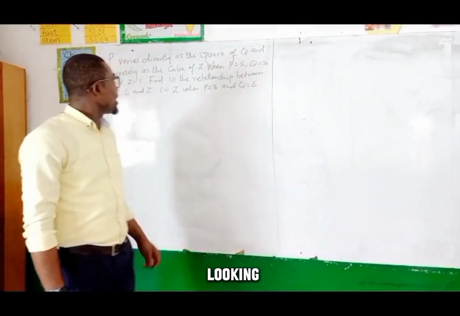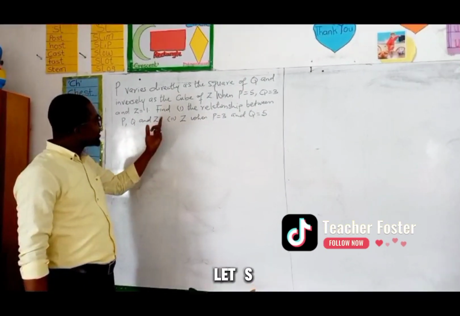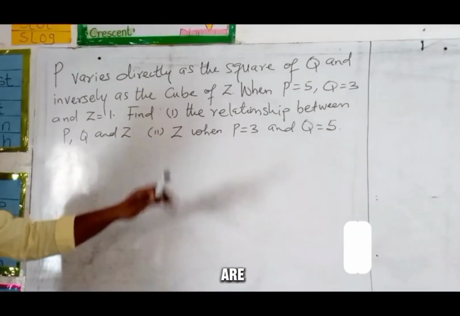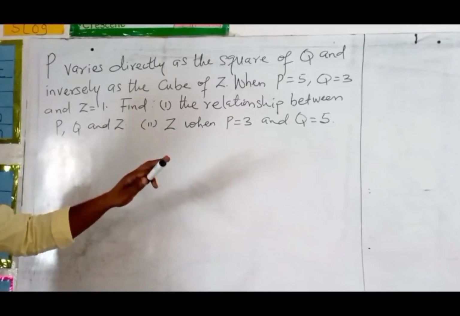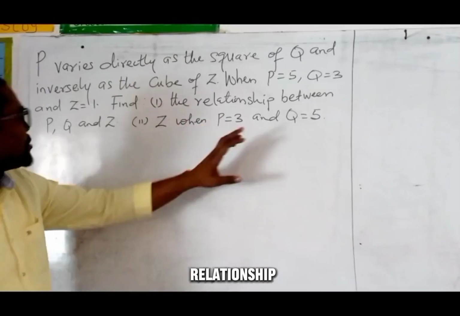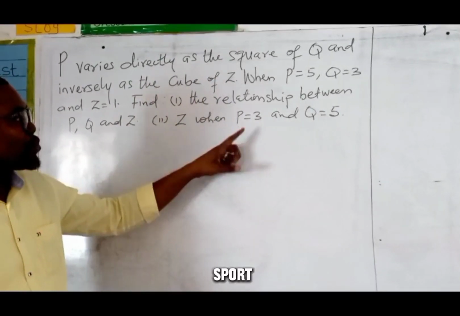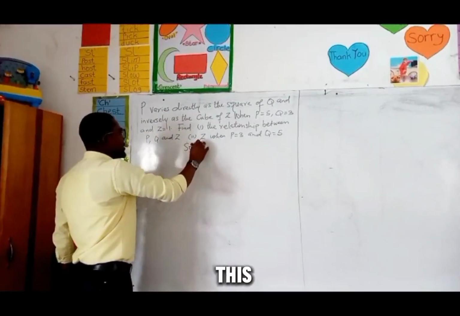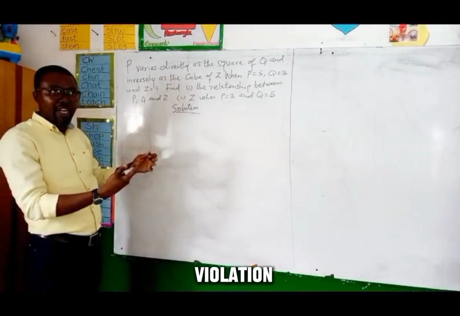Alright, today we are looking at a question on variation. So let's go through and see how we approach a question like this. We are told P varies directly as the square of Q and inversely as the cube of Z. When P is 5, Q is 3 and Z is 1, we are asked to find the relationship between P, Q and Z, and then find the value of Z when P is equal to 3 and Q is equal to 5. Now, obviously we are talking about direct variation and inverse variation, so this is a joint variation question.